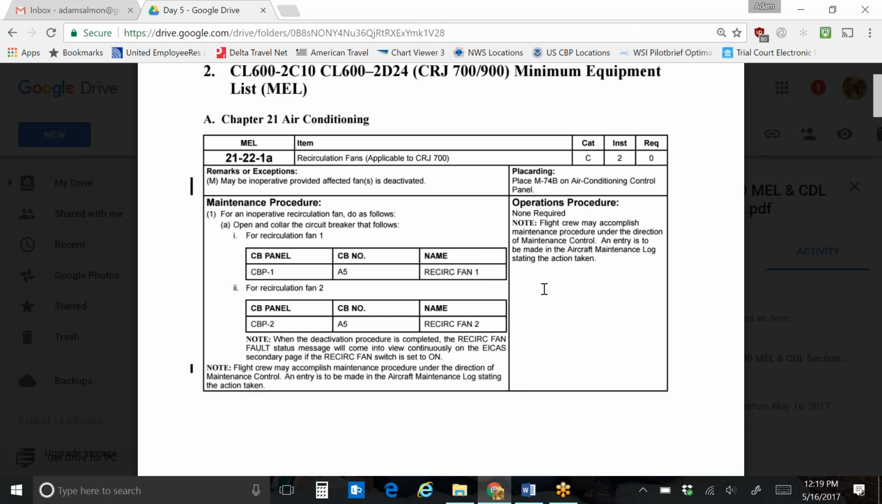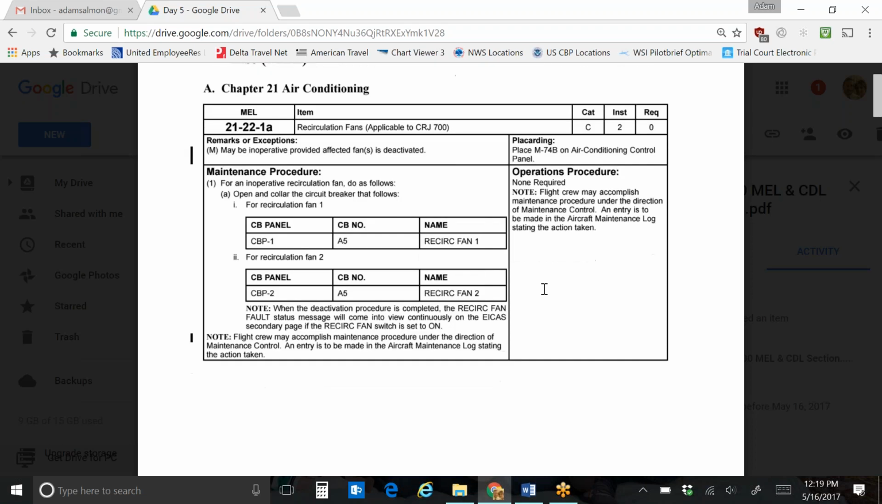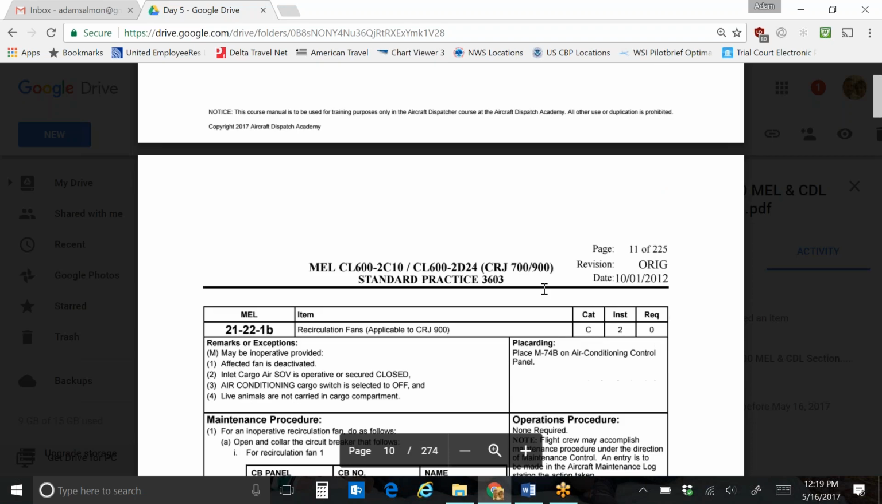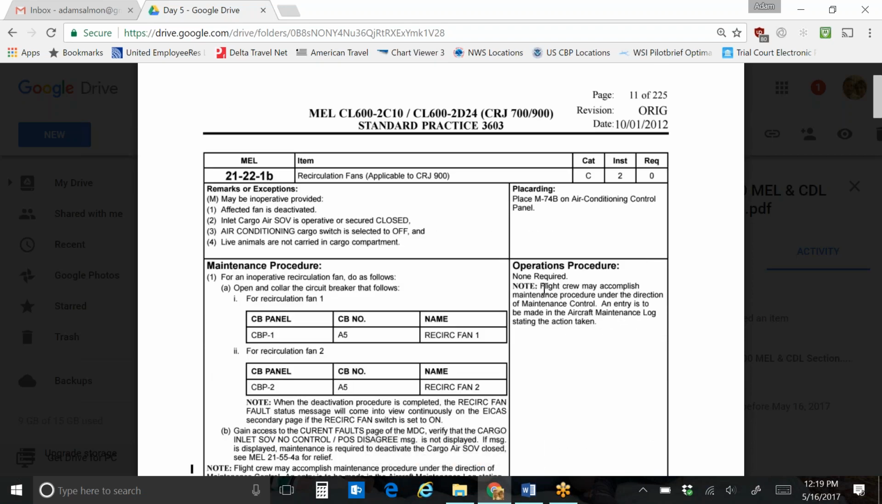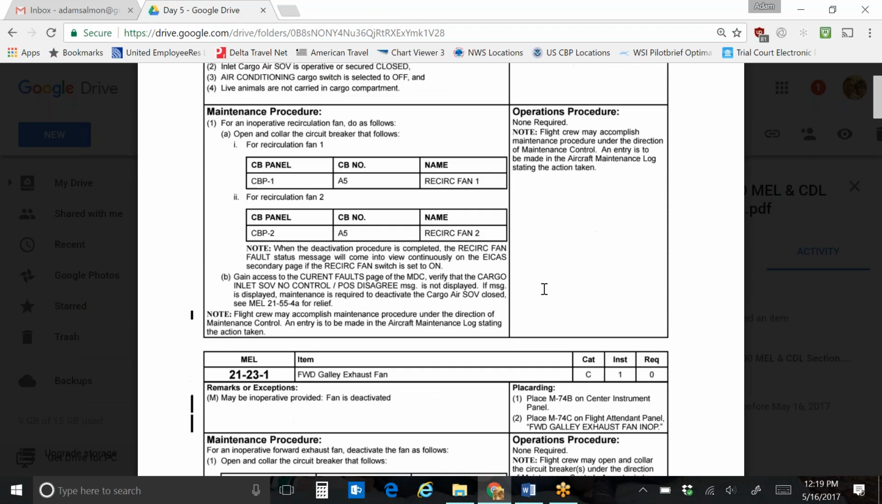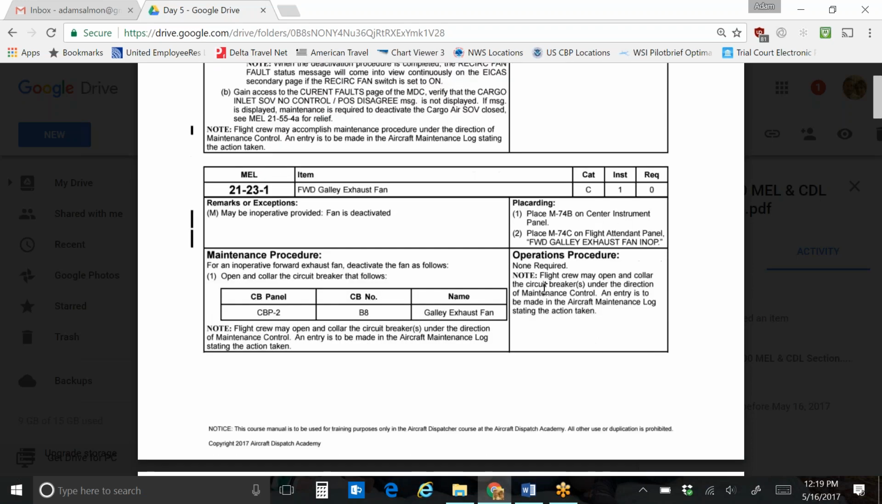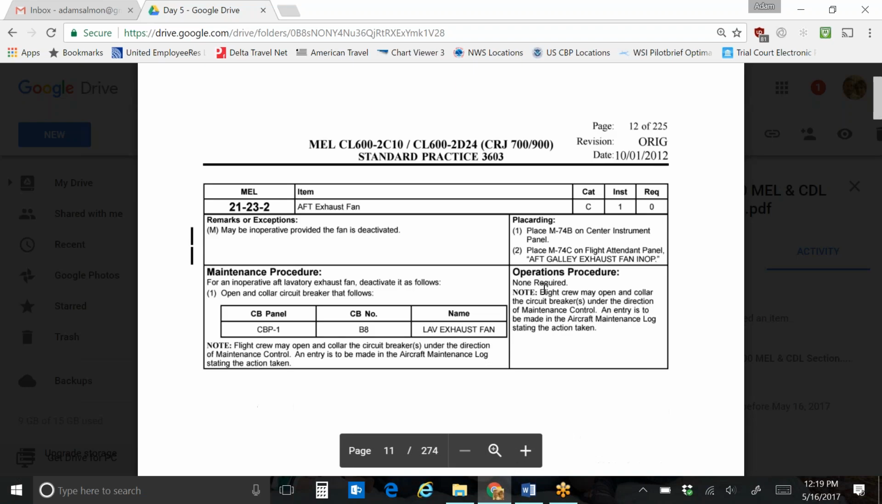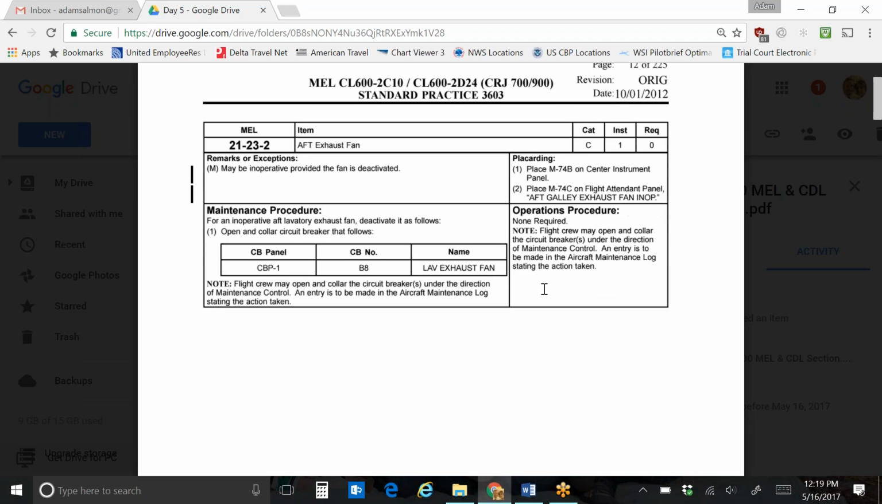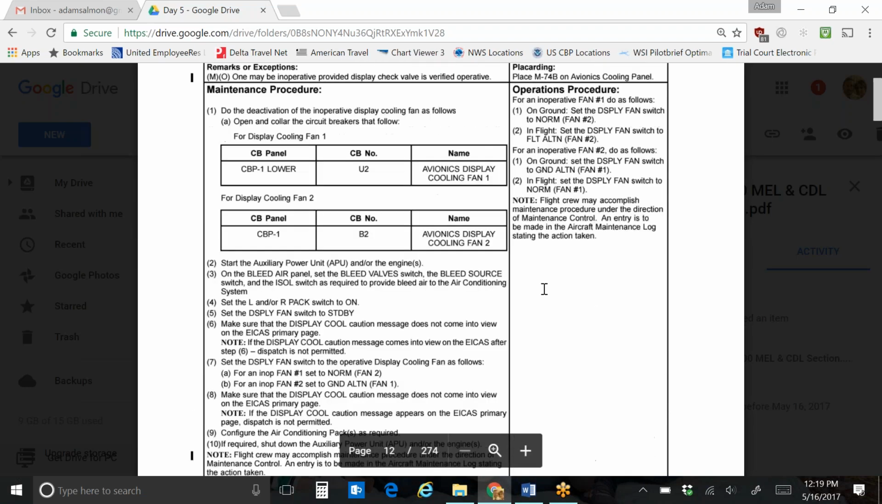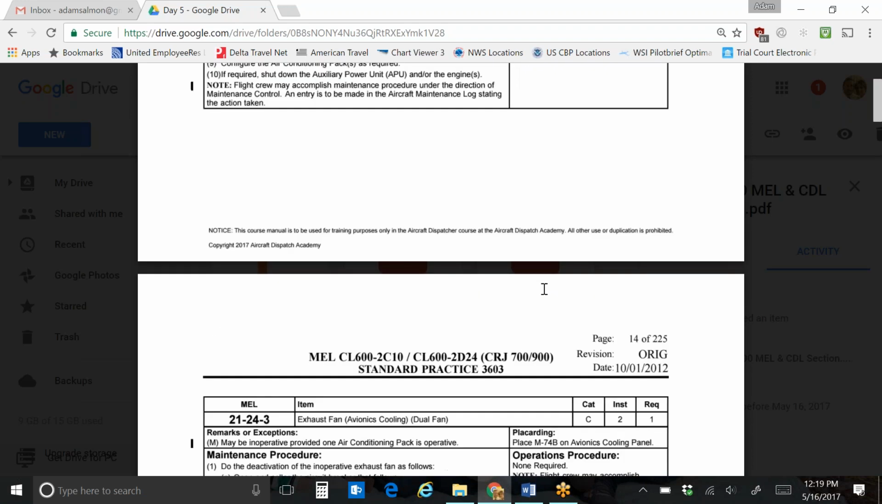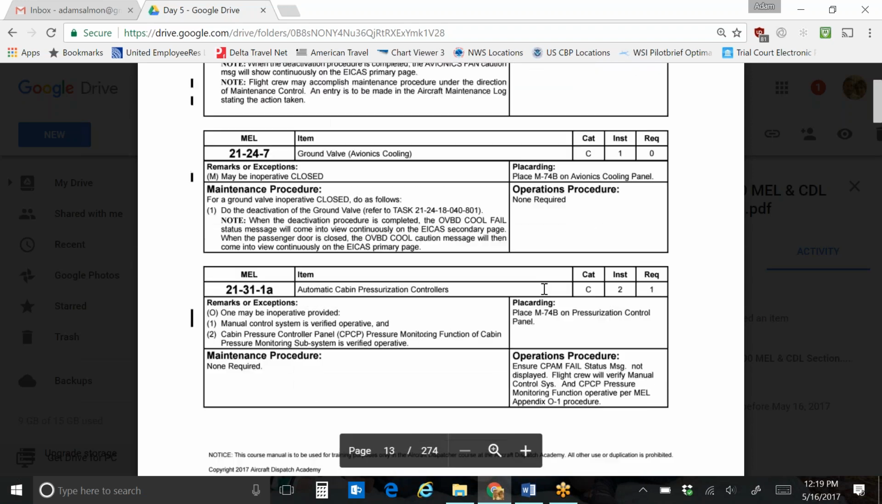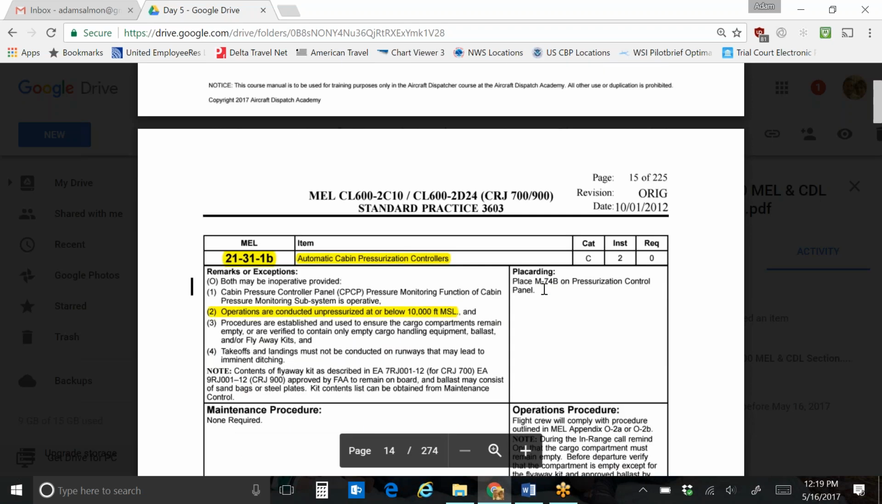So that's just one example of an MEL that really doesn't affect anything. Now you can see this next one, recirculation fans, applicable to the CRJ 900. So you're going to see it's pretty common. So I've gone through each chapter and I've highlighted the MELs that I want you to pay closer attention to. So now I'm going to scroll down until we get to the very first highlighted one. And here it is right here.